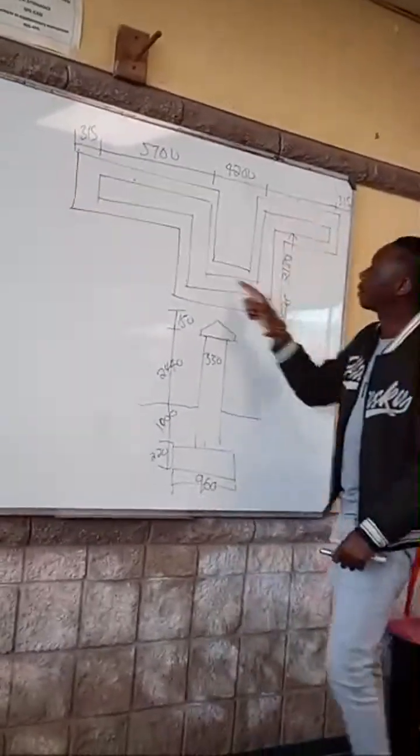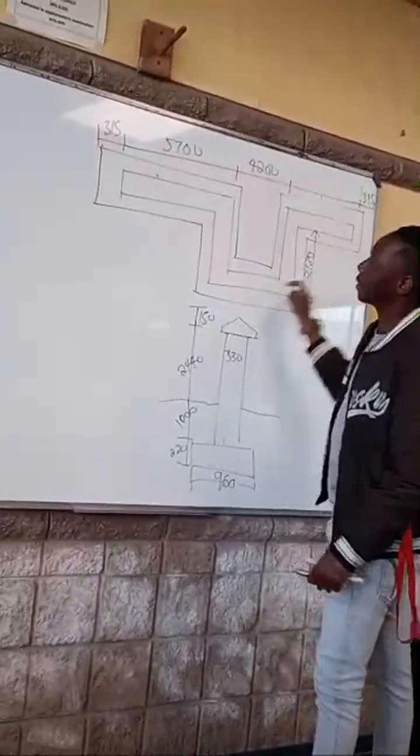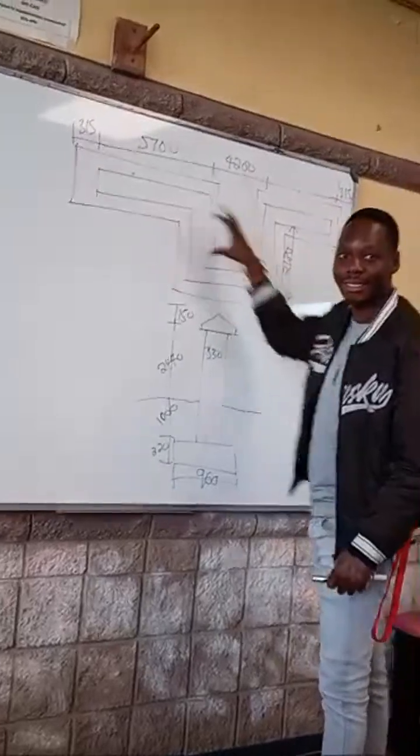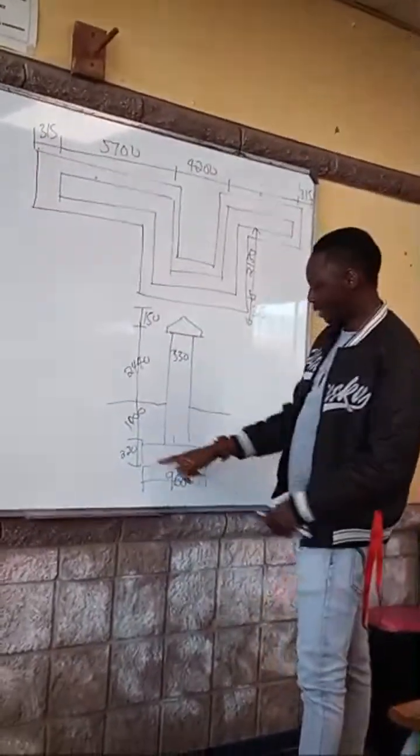So this is our garden wall. And then we are having the black line represent the brick wall. The red one representing the trench. So basically, this is a trench which is what?